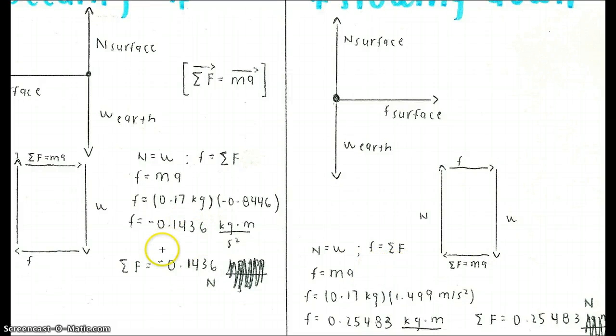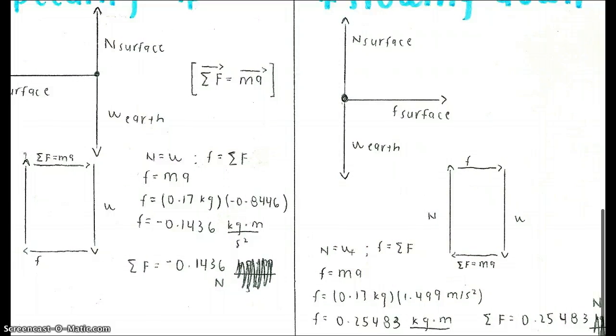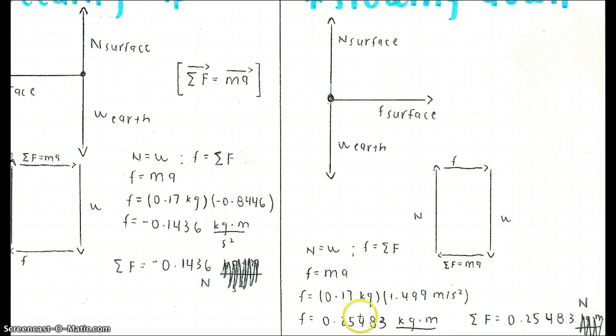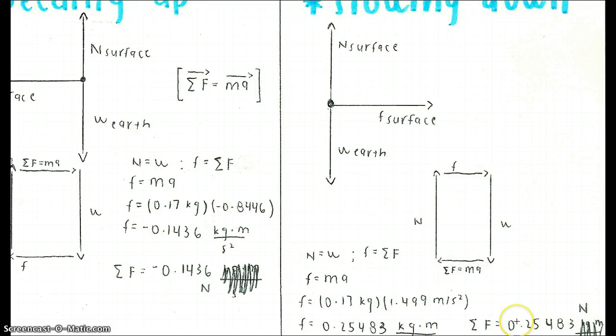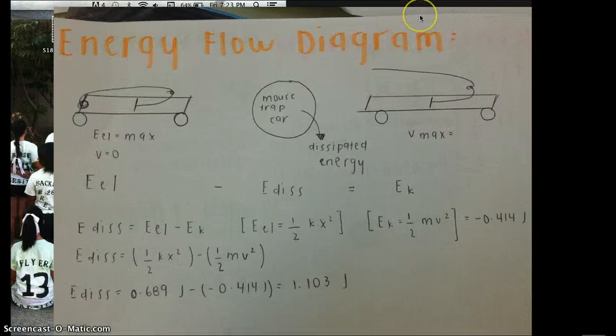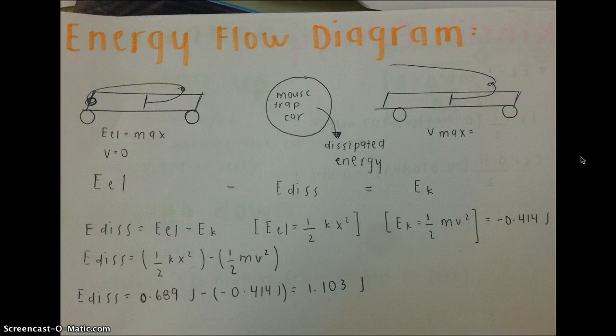Same as this part, the friction equals our sum of forces, which means friction equals mass times acceleration. So for this part, we have 0.17 kilograms times 1.499 feet per second squared, which we found from the graph. So the answer is 0.25483 kilograms times meters over second squared, which means our total force is 0.25483 newtons.